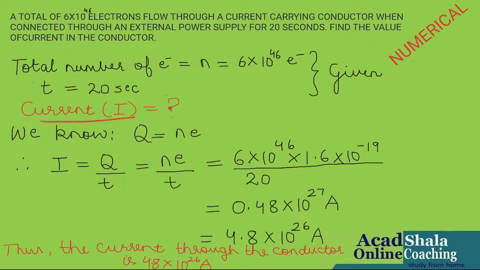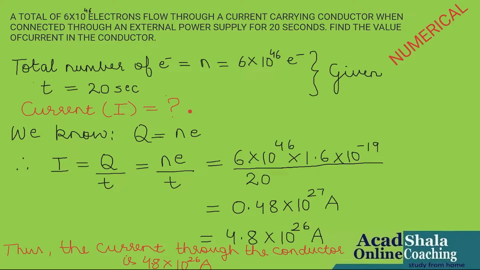Current, question mark. So what I know in the formula is that Q is equal to nE, and I know the meaning of all this, Q, n, E, very well up till now. So I have to find the value of current. I know the current formula also, that is I is equal to Q upon T.